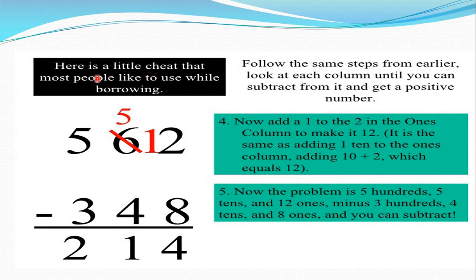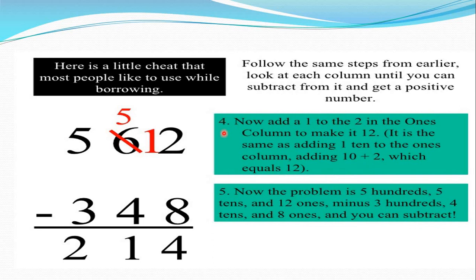Here is a little cheat that most people like to use while borrowing. Okay, most students use it while borrowing. Understood? Follow the same step, look at each column until you can subtract from it and get positive numbers. Not negative numbers. Now add a 1 to that 2 in the ones column to make it a 12. It is the same as adding 1 ten to the ones column, 10 plus 2 which equals 12.